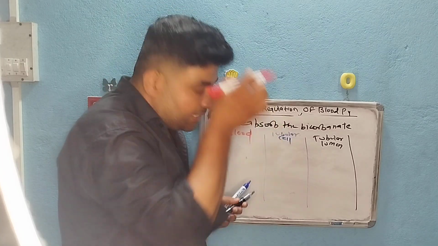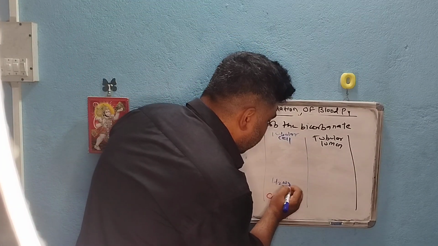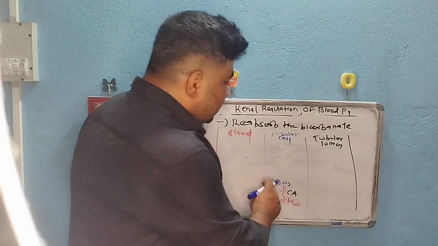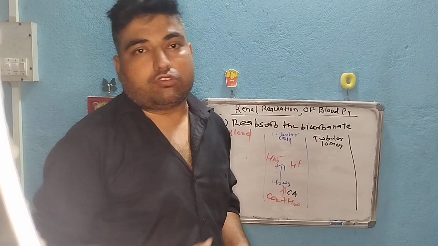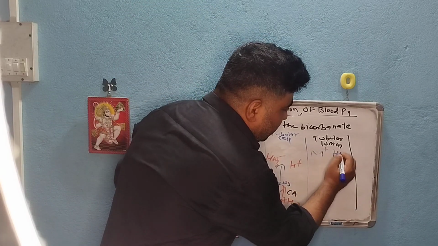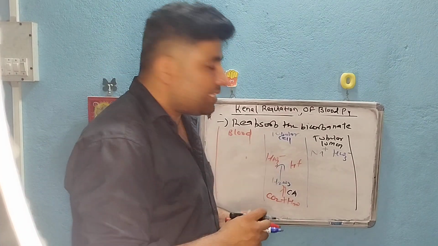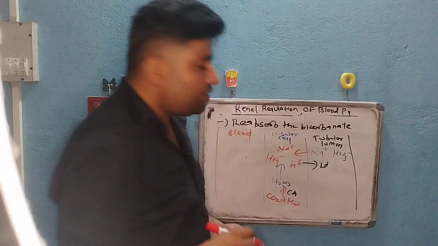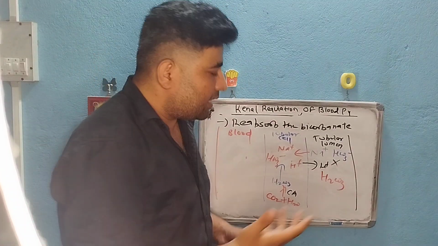Again, carbon dioxide and water combine to form carbonic acid, and the enzyme catalyzing this reaction is carbonic anhydrase. This H2CO3 dissociates into H+ and bicarbonate ions. Sodium and bicarbonate are freely filtered at the glomerulus. The hydrogen ion produced in the tubular cells is secreted into the tubular lumen in exchange for sodium ions, and then this H+ combines with the filtered bicarbonate to form H2CO3, again carbonic acid.